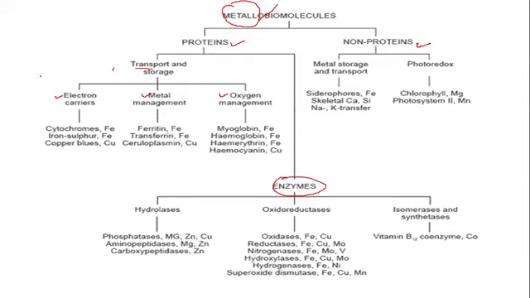Let me see the electron carriers first. These electron carriers, what do they mean? These are proteins which have the function to carry and store electrons. The examples are cytochromes, iron sulfur, and copper blue. Among these biomolecules, cytochrome mostly contains what? The Fe. That means this cytochrome has the function of storage and transportation of electrons.